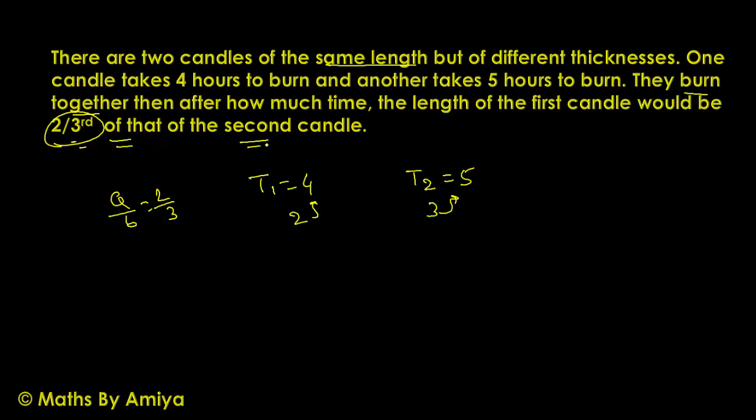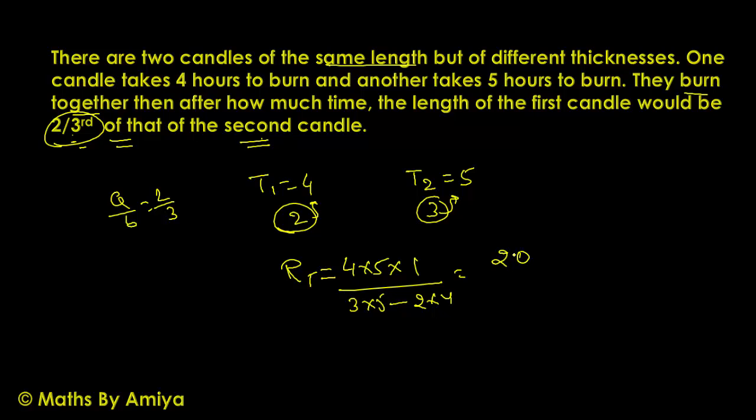Of the second one: "of" is the denominator. 3 goes with the second one, 2 goes with the first one. So our required time, RT, is the product of T1 and T2 into the difference of A and B, that is 1 upon (3 into 5 minus 2 into 4). That is 20 upon 15 minus 8, which is 20 by 7 hours.